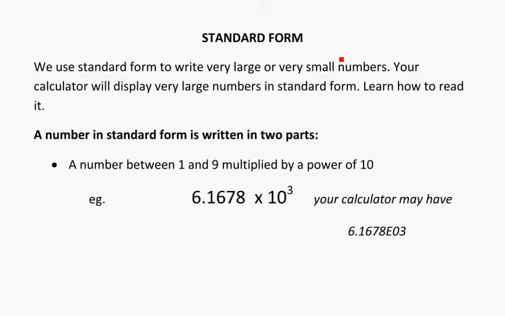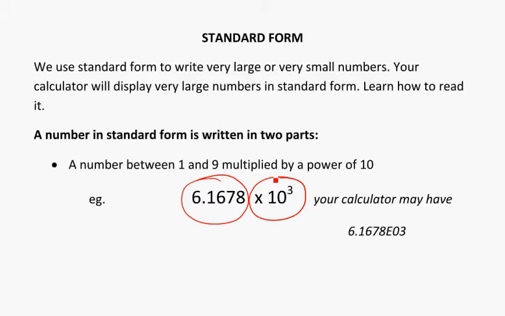Now, how do you write numbers in standard form? Well, standard form is used to write very large or very small numbers. And your calculator will display very large numbers in standard form, so you have to learn how to read it. Now, a number in standard form is written in two parts. A number between 1 and 9, so that's the first part, multiplied by a power of 10, and that's the second part.